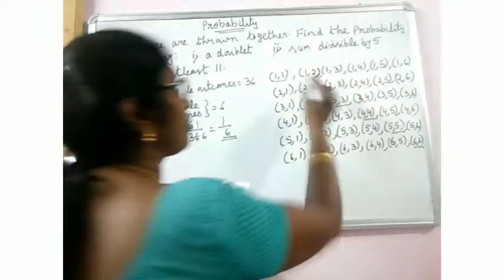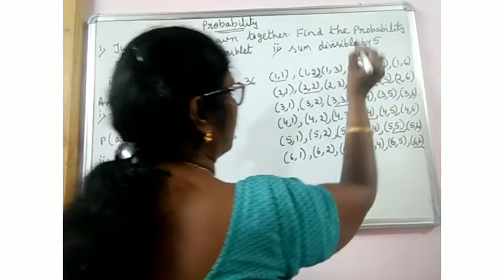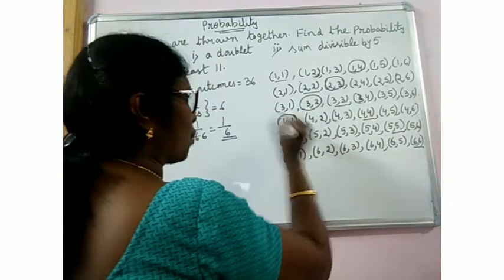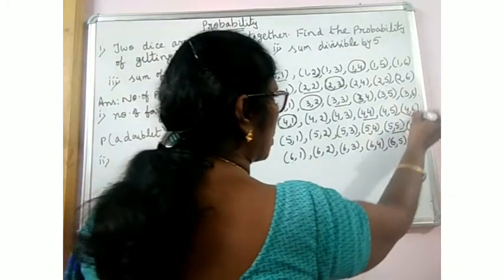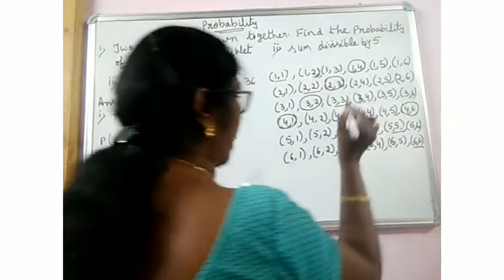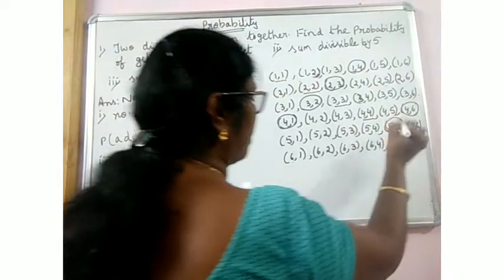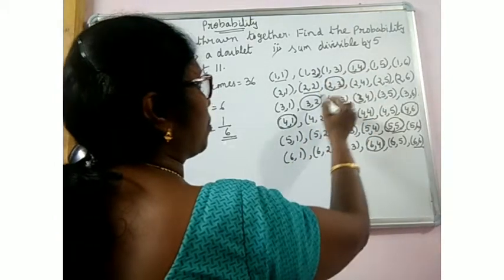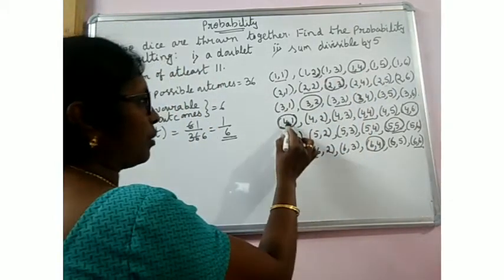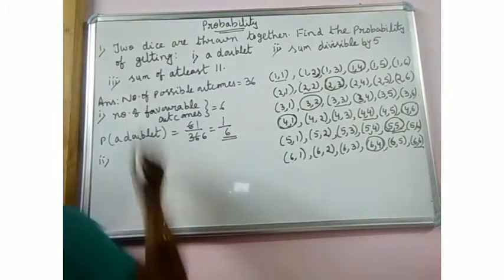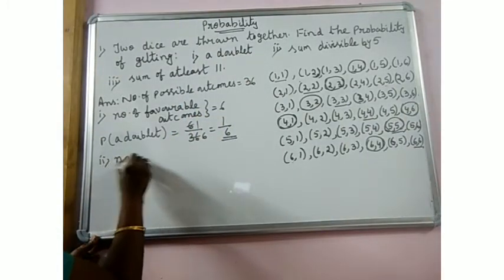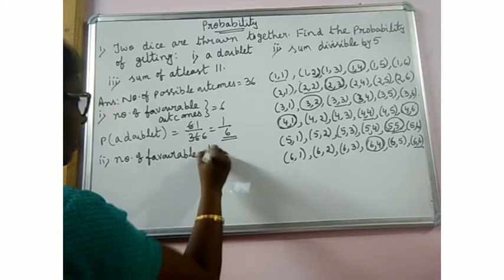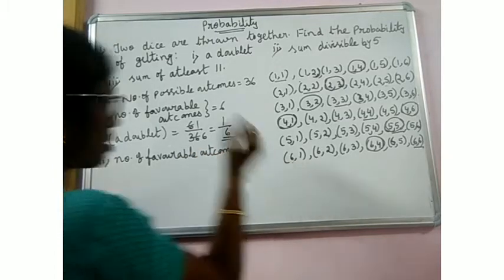Let us see. Starting with 1: 1,4; 2,3; 3,2; 4,1, and also 4,6. 4 plus 1 is 5, 4 plus 6 is 10. 5,5 and 6,4. These all have the sum divisible by 5. 1, 2, 3, 4, 5, 6, 7. So for the second bit, number of favorable outcomes is equal to 7.